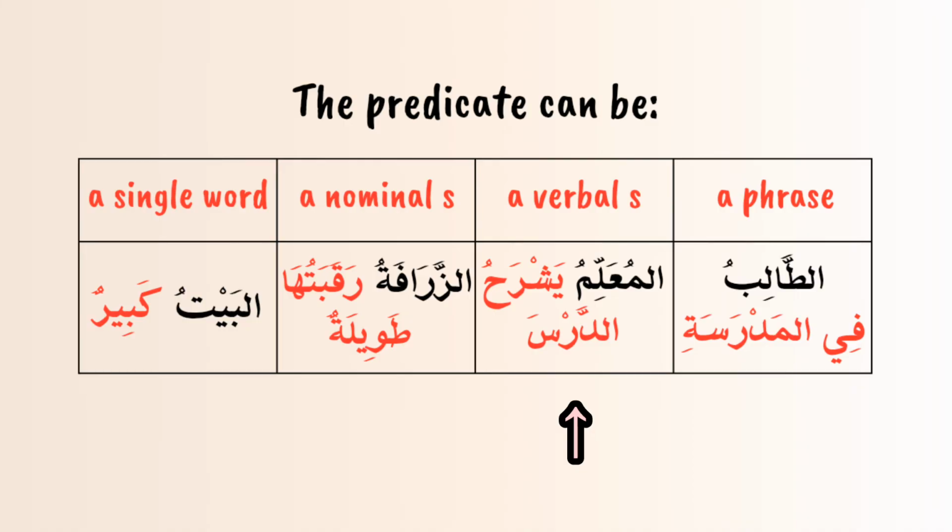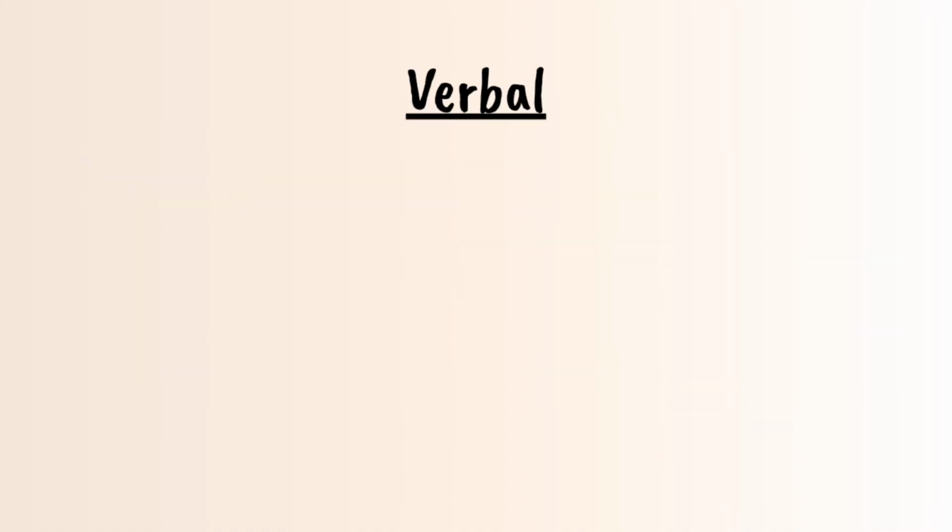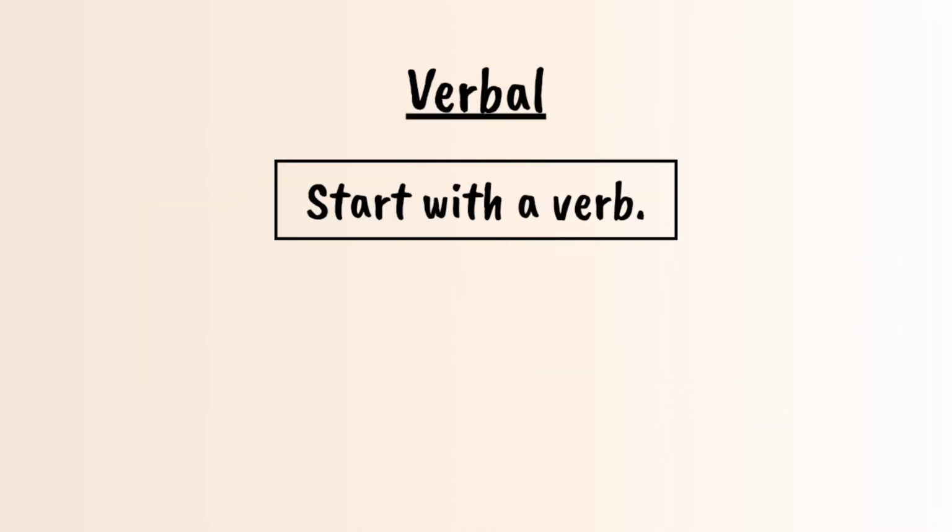Lastly, the predicate can be a phrase. الطالب في المدرسة. The student is at school. الطالب is the subject and في المدرسة is the predicate as it tells us where the student is. It is a phrase because it does not start with a noun or a verb, but rather with a preposition, حرف.